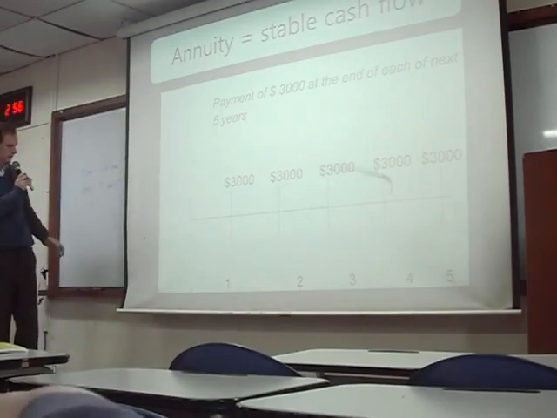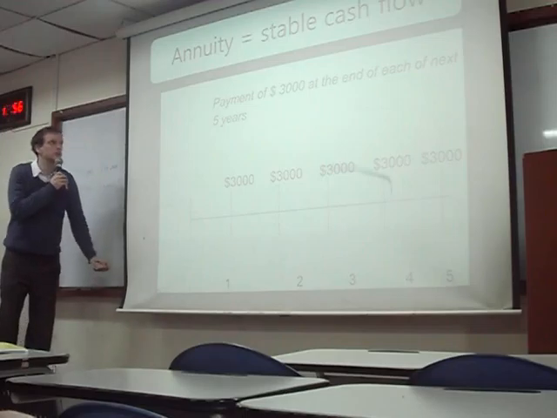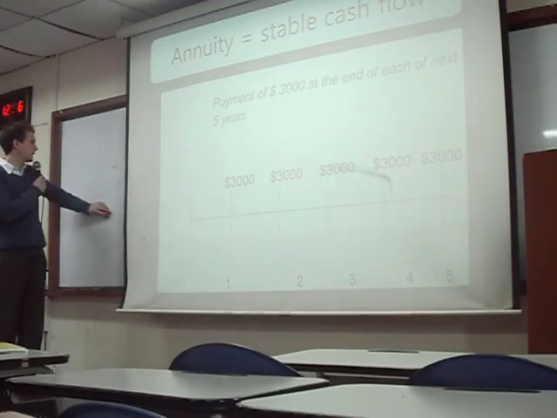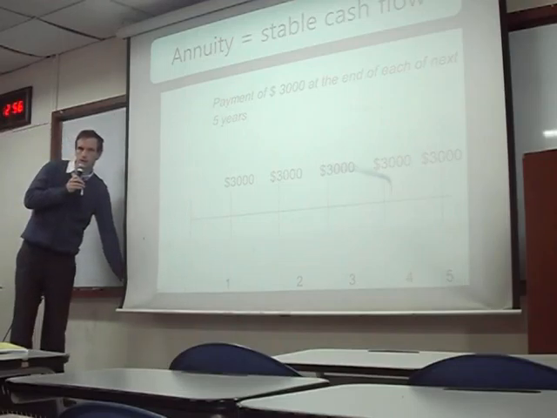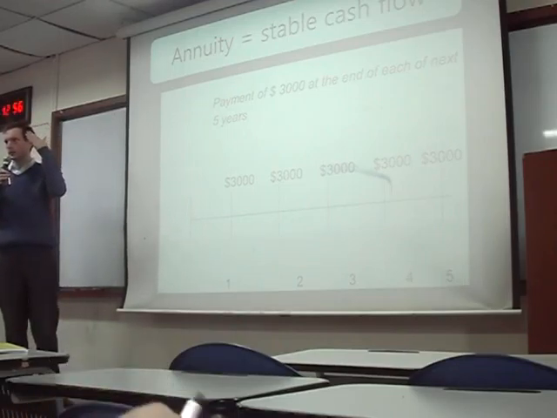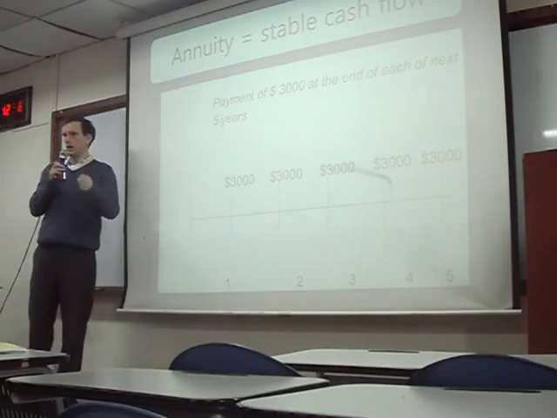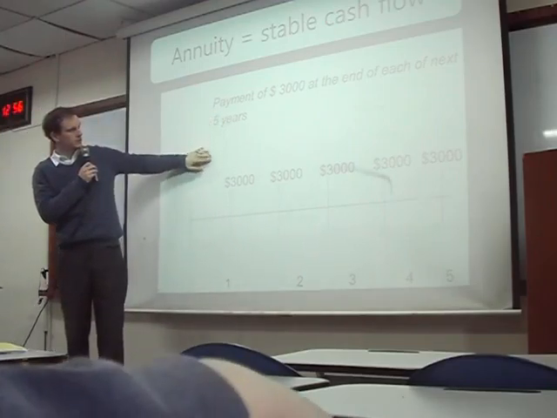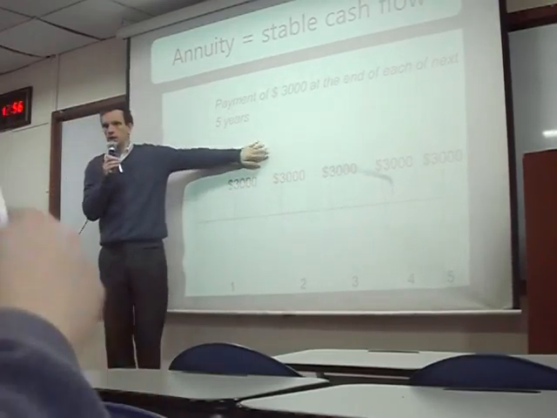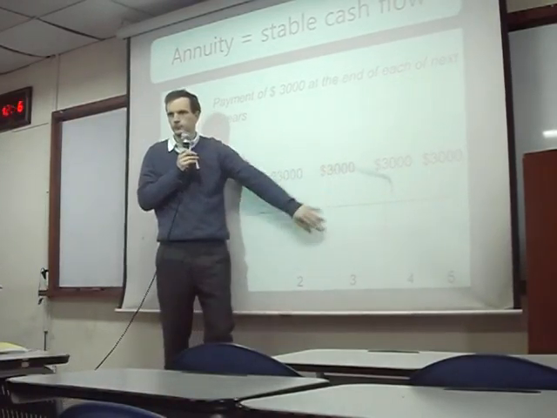So we're going to try and find annuities next. Annuity is a stable cash flow. Okay? Annuity is a stable cash flow. We get the same money every time. So we get, for example, $3,000 every year for the next 5 years.